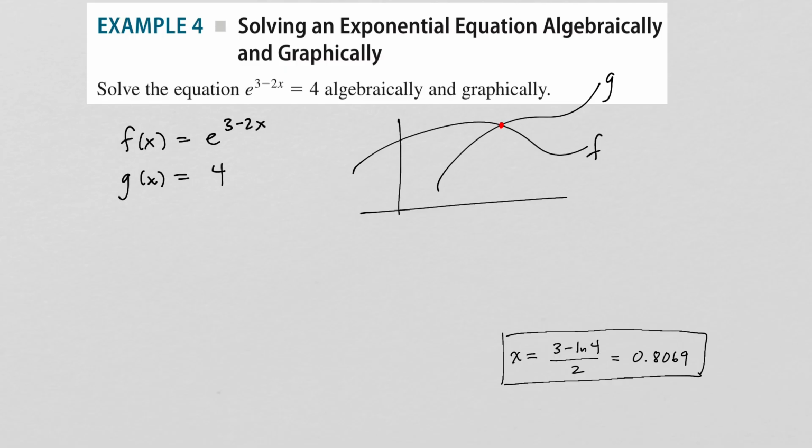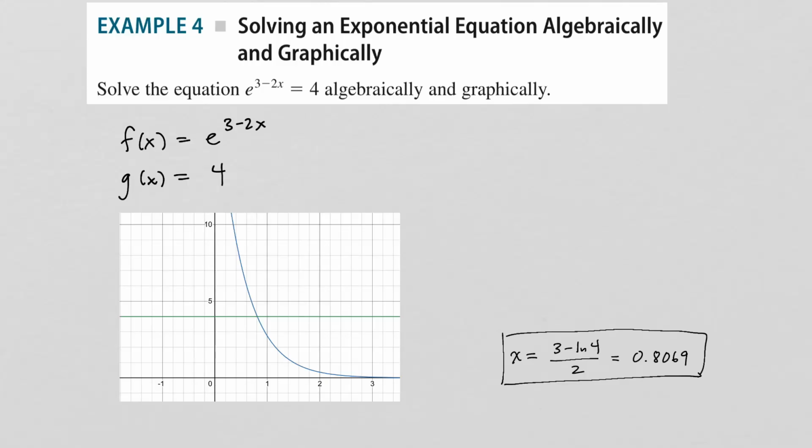So we're going to graph g of x equals 4, which is very simple. That's just a flat line, right? And then we're going to graph e to the 3 minus 2x, which is going to be some kind of a decreasing exponential function. So let me go ahead and bring in that graph. And so you can see here is the graph of g of x equals 4, and here is the graph of e to the 3 minus 2x.